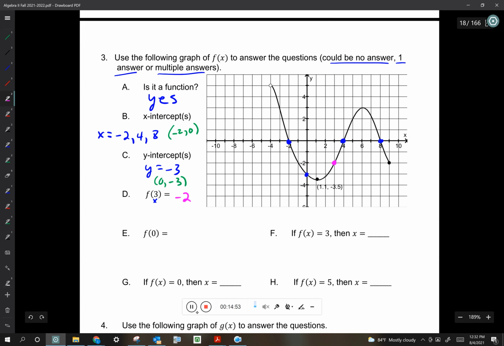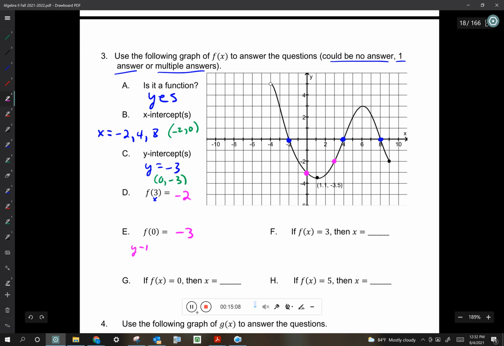Letter E, when is x 0? Well, remember, x equals 0 on the y-axis. That's the point down here that we've identified as the y-intercept, right? Which was when y was -3. So this is the same as the y-intercept.